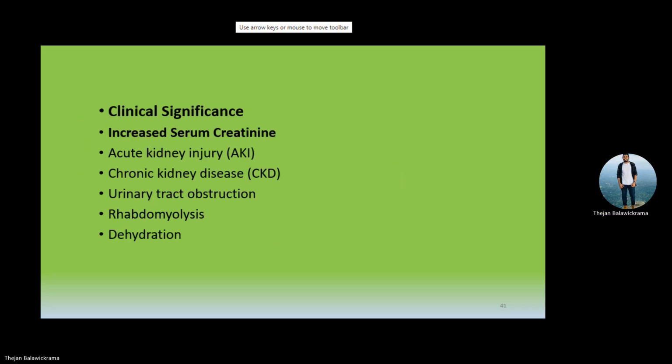Well, these are the situations with a high creatinine level. Acute kidney injury, AKI. Chronic kidney disease, urinary tract obstruction. So likewise, we have several situations. These are the conclusions we basically come to by reading the report, right? When there's a high creatinine level.